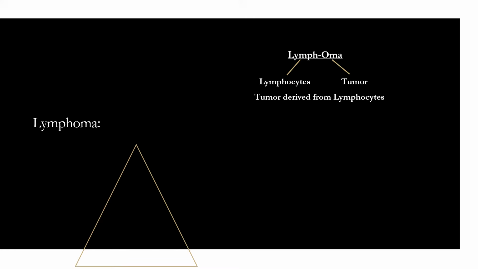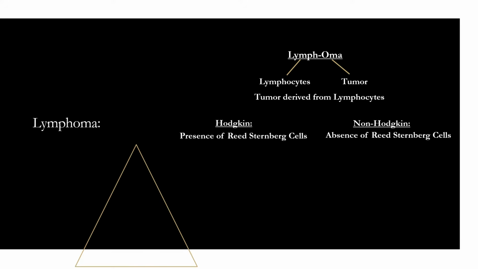What about Hodgkin versus non-Hodgkin? What's that all about? All that means is either you got Reed-Sternberg cells or you don't have Reed-Sternberg cells. So Hodgkin, you got Reed-Sternberg cells. Non-Hodgkin, you do not. That's all that means. And we will break down what a Reed-Sternberg cell is in a little bit, but just know that lymphoma, tumor derived from lymphocytes. Hodgkin, you have Reed-Sternberg cells. Non-Hodgkin, you do not.